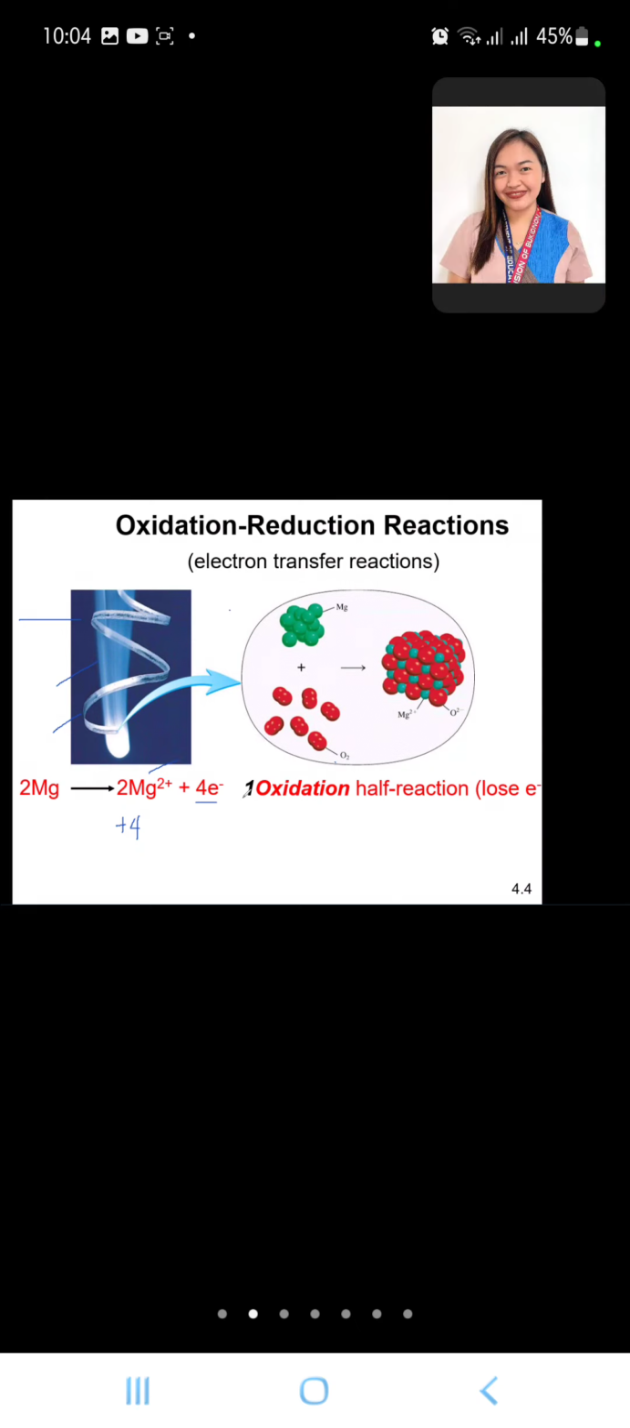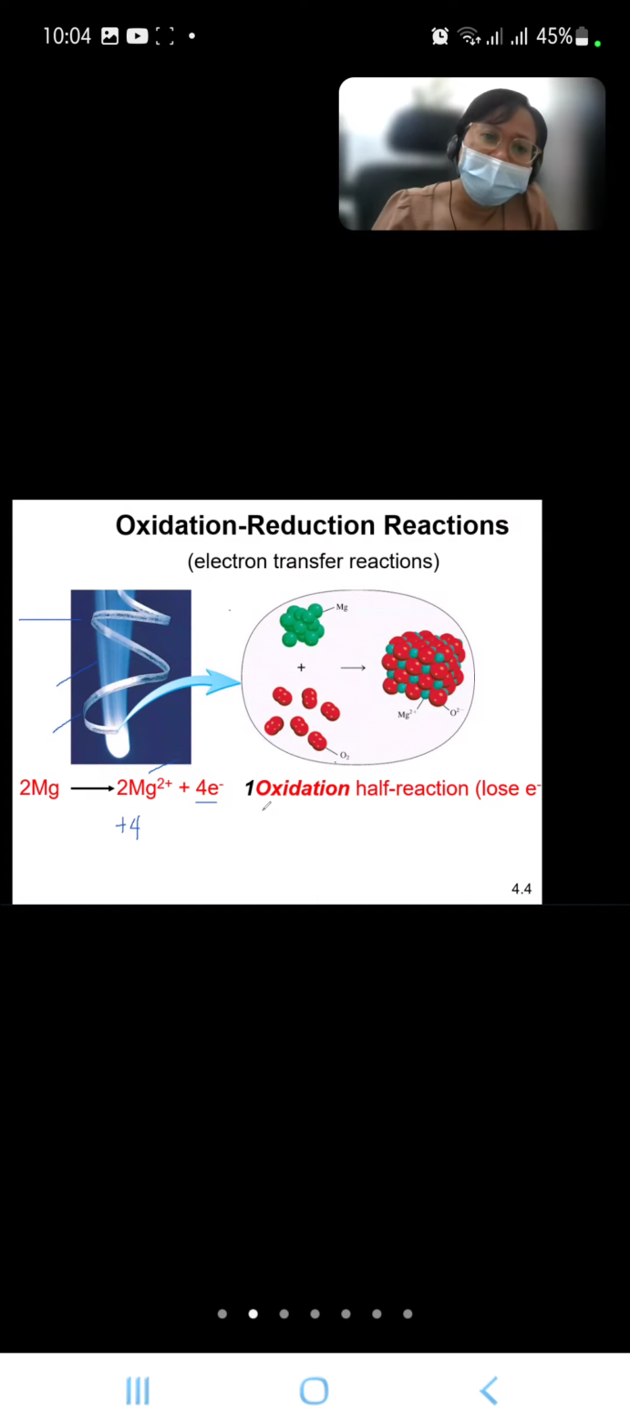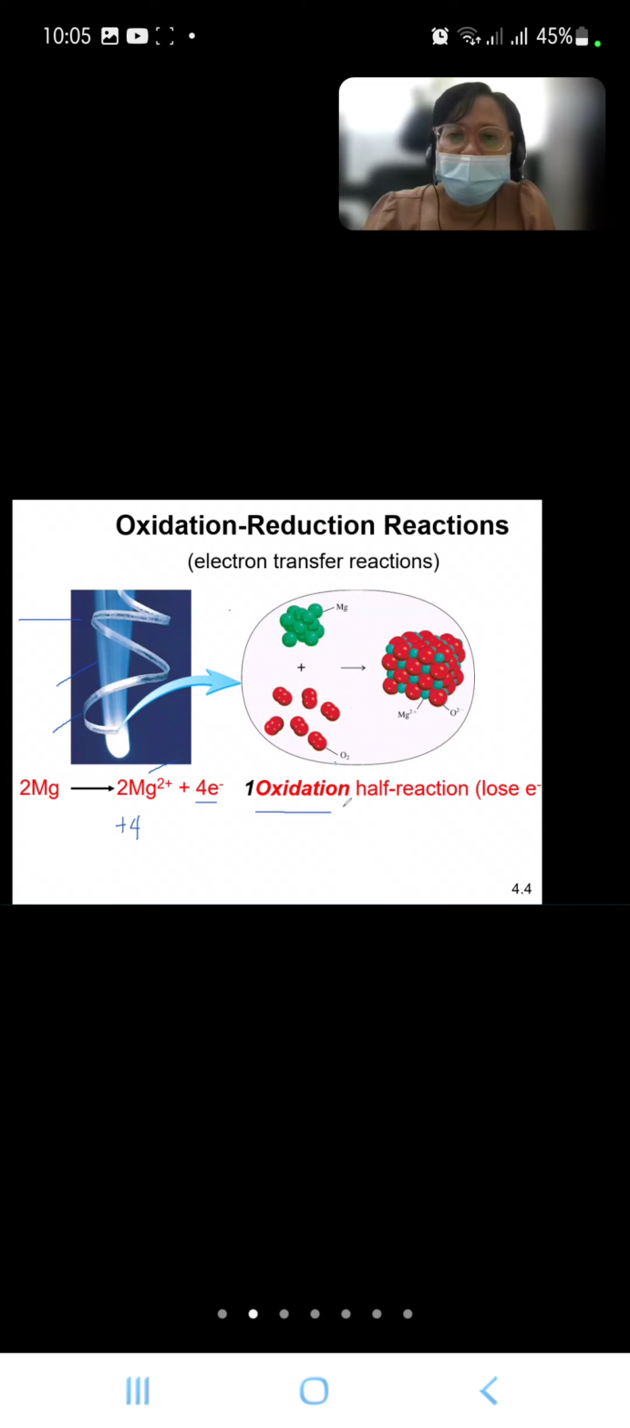This type of redox reaction is a half reaction, no? There are 2 half reactions in a redox reaction. There is what we call the oxidation reaction, and the other one is the reduction reaction. So in an oxidation reaction, the atom loses electrons. Okay? The atom loses electrons. So this is the oxidation reaction.